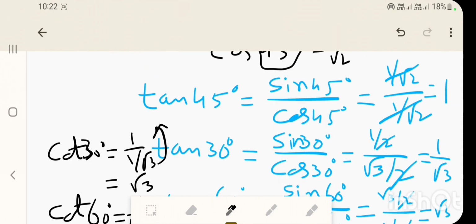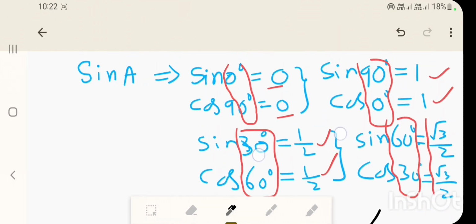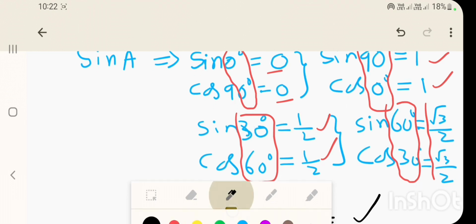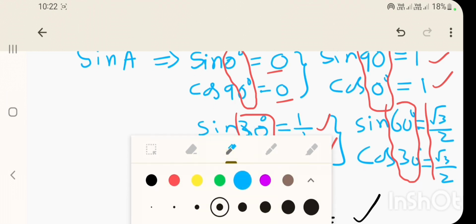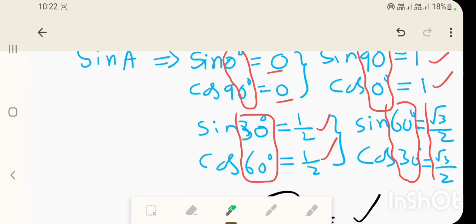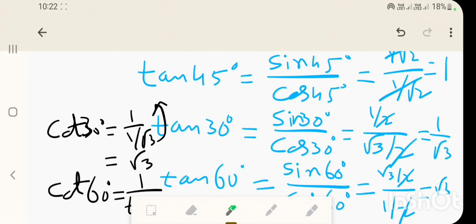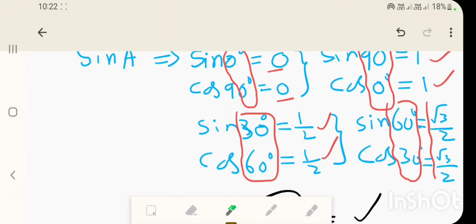Reciprocal of each other. Similarly, cot is 1 by tan, that we have seen. Now cosecant values, if you want, cosecant 30, cosecant 60, these values.